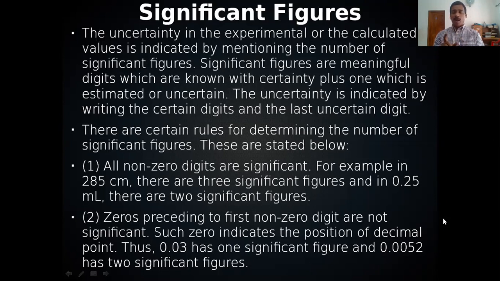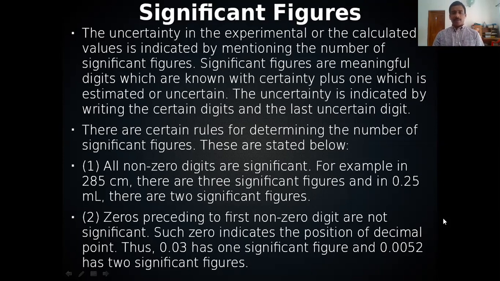0.25, 2 and 5 are non-zero digits. Therefore, 2 significant figures. I think the first rule is clear to you. All non-zero digits are significant.